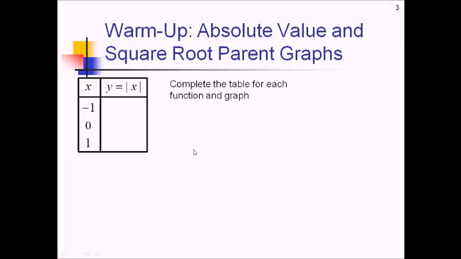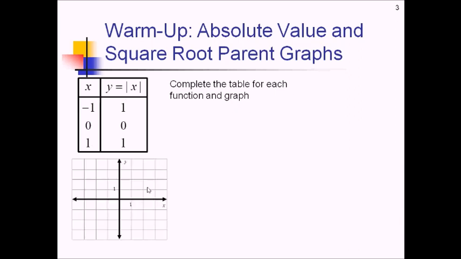For our warm-up, we're going to get a little more comfortable with the functions you're going to be working with on this one. So pause the video and take a sec to complete this table, and then graph the function. All right, let's see if we got the same thing here. So absolute value of -1 is 1, absolute value of 0 is 0, absolute value of +1 is also +1. So we've got -1, 1, 0, 0, 1, 1, and those 3 points are enough because we know what absolute value looks like from our lesson earlier on.